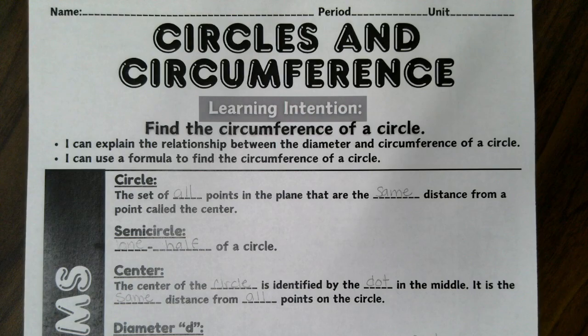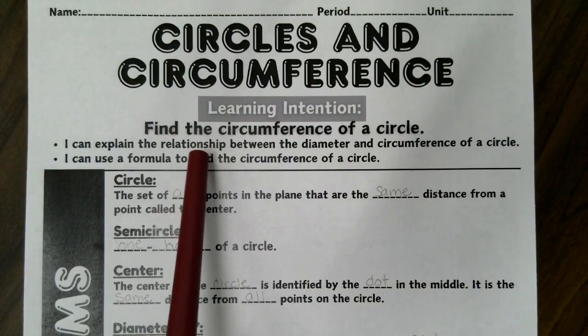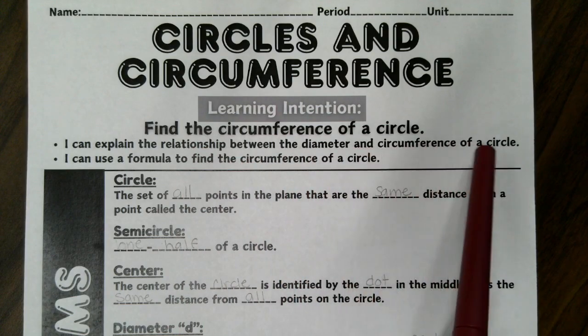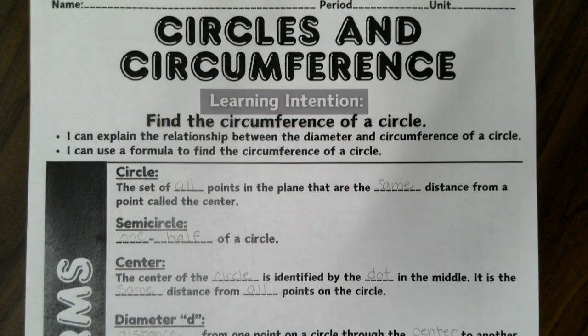This is unit 9.1, and we are going to be learning about circles and circumference. So our learning intention is that you'll be able to find the circumference of a circle. You'll know you're successful when you can explain the relationship between the diameter and circumference of a circle, and when you can use a formula to find the circumference of a circle.